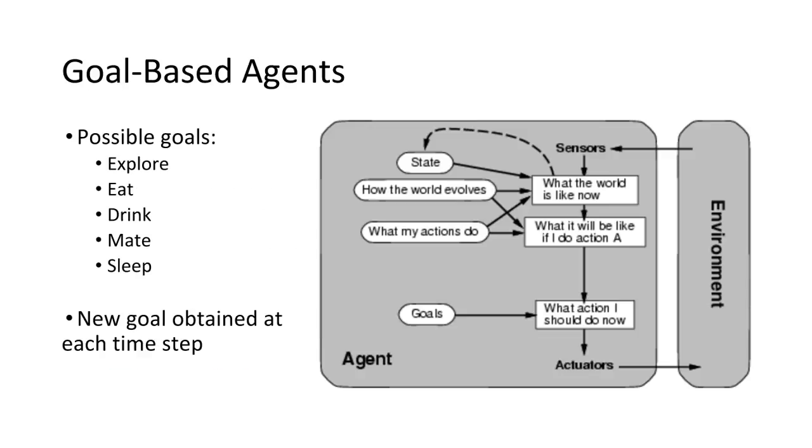We model the animals as goal-based agents. The goals an animal can try to achieve are explore, meaning move to a new, possibly undiscovered cell, eat, drink, mate, and sleep. Some of these goals are necessary to the animal's survival, such as eating and drinking. Others, such as mating and exploring, are not. Now it's time for the demo.